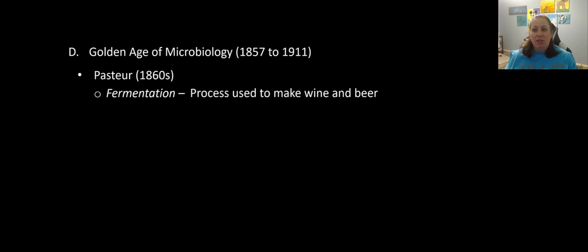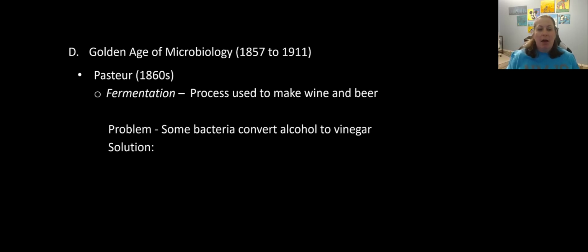Fermentation, guys, is the process used to make wine and beer. The problem is that bacteria was getting into some of the samples of the beer and wine, and instead of getting it to be converted into alcohol, it was being converted into vinegar. Okay, people don't just want to drink vinegar. And so because of this, it was hurting the industry. So Pasteur helped come up with a solution. His solution was what we call pasteurization.